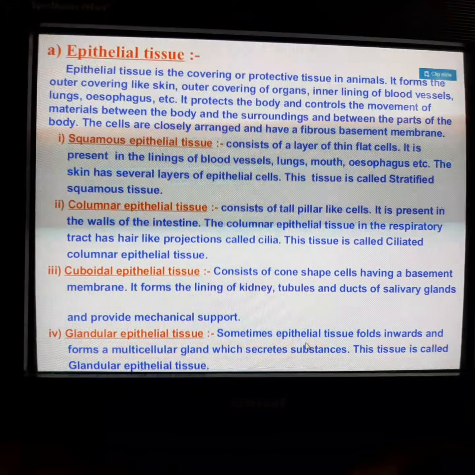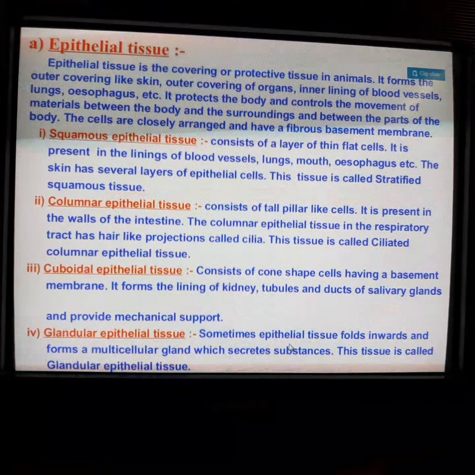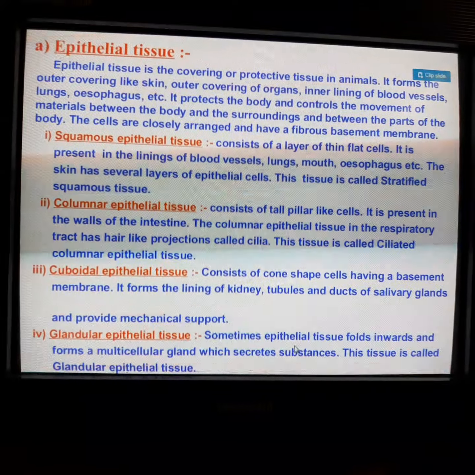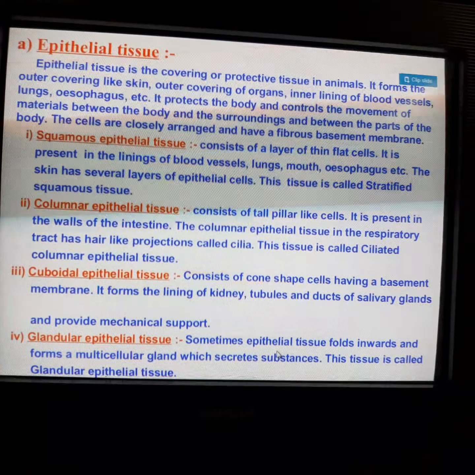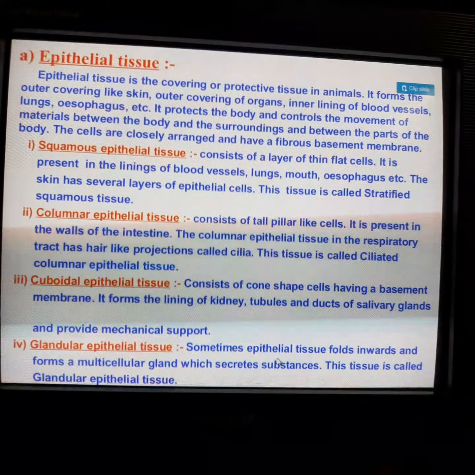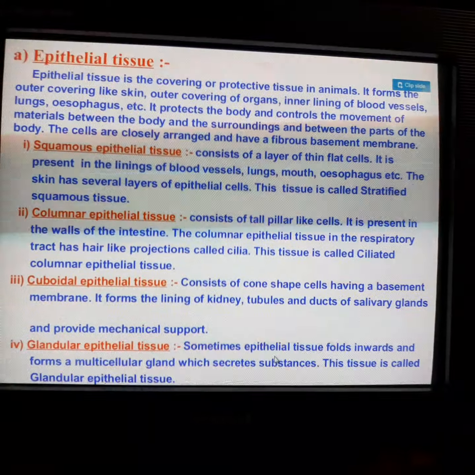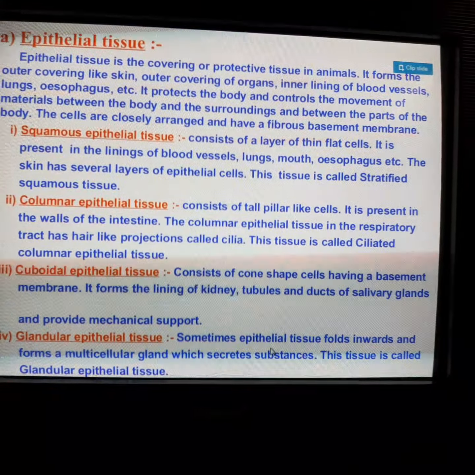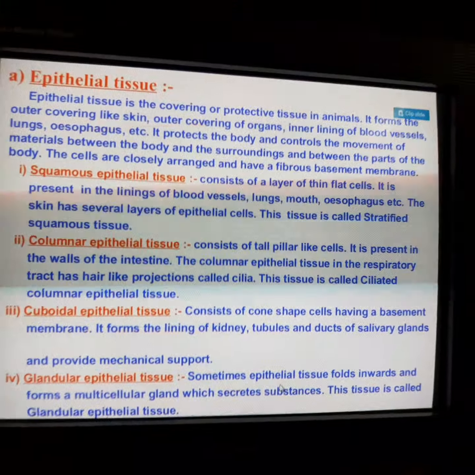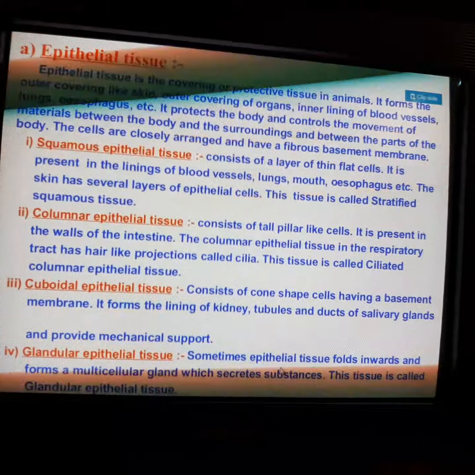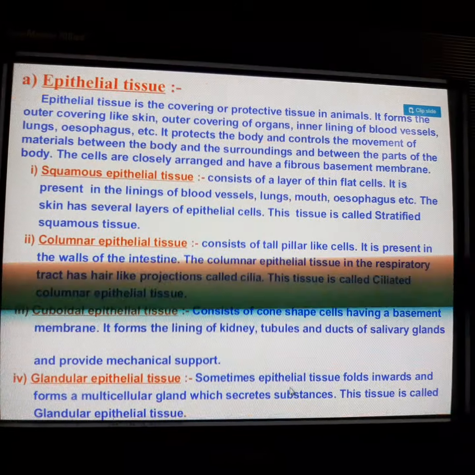Coming to the columnar epithelial tissue, they are column-like, pillar-like cells, mostly present in the intestine. When these pillar-like cells contain cilia on the surface, they form the ciliated columnar epithelial tissue. What is the function of the cilia? Usually they increase the surface area for absorption. They are found in the respiratory system.